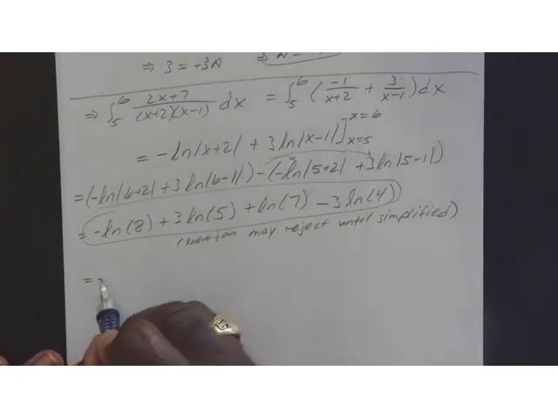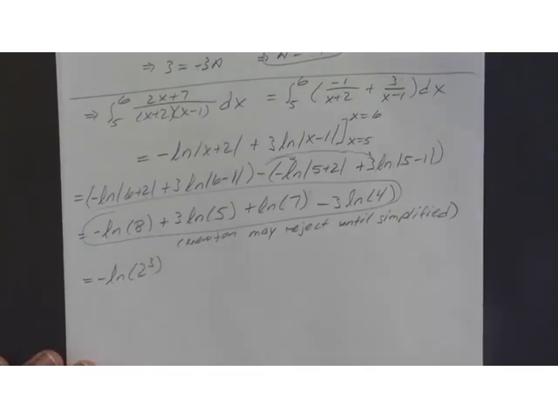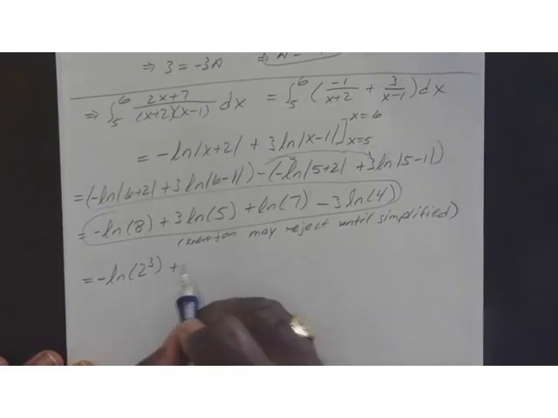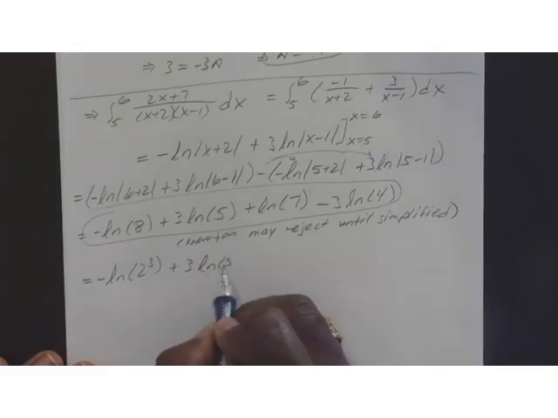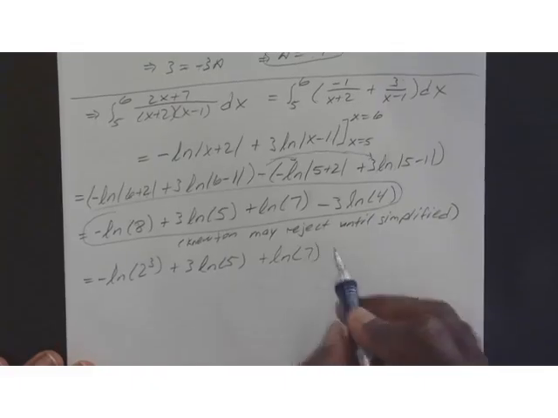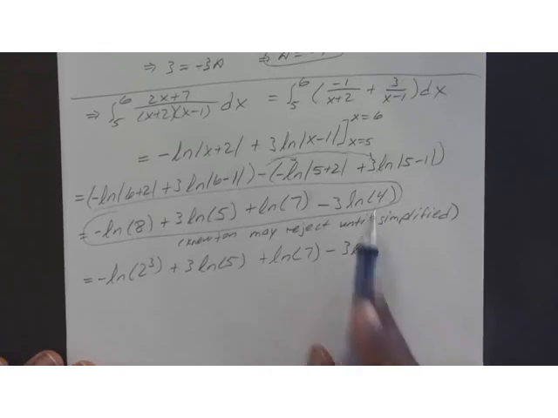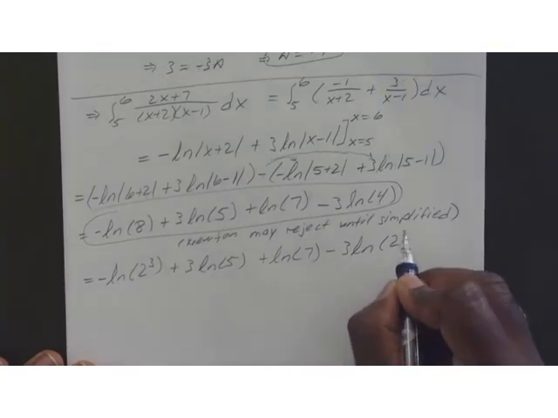Okay, so here we're going to just rewrite this. Instead of 8, we're going to make that the negative natural log of 2 to the third power, plus 3 times the natural log of 5, plus the natural log of 7 minus 3 times the natural log, and instead of 4, we're going to make that 2 squared.